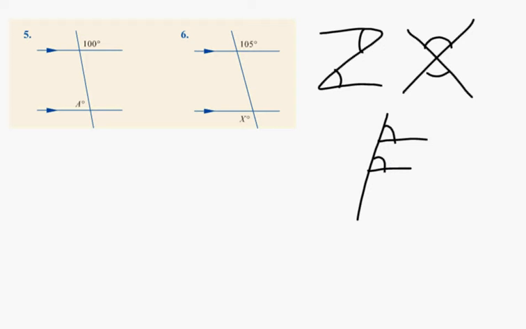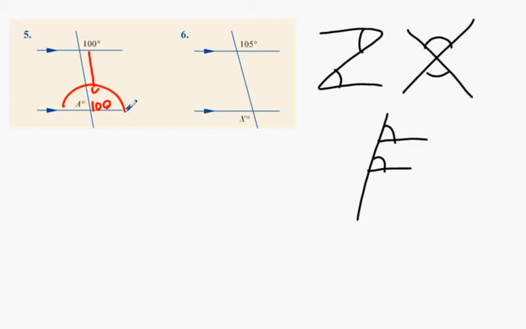Now, I'd reckon that this 100 here has a corresponding angle of 100. Would you agree with that? Because it's like a backwards F, isn't it? I'm saying that one and that one are the same. Okay, so that's corresponding. So we say that 100 is corresponding to the other 100 down here.